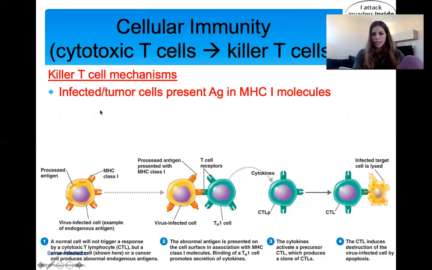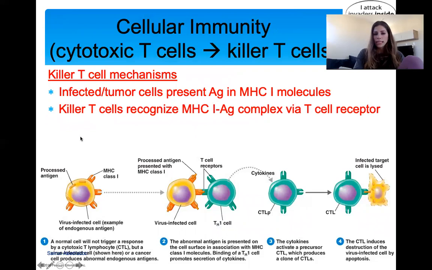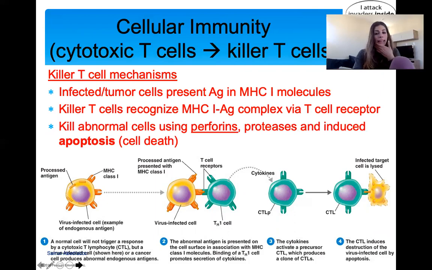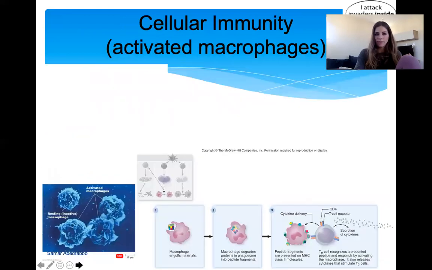So if you have virally infected or tumor cells present, the antigen is presented. Remember, the antigen is presented on MHC molecules. The killer T cells will recognize this complex via their T cell receptors, and they'll go on to release different molecules such as perforins or proteins that will cause that cell to die, or cell death.